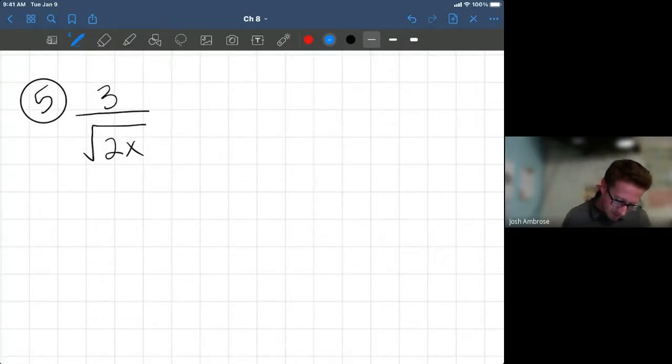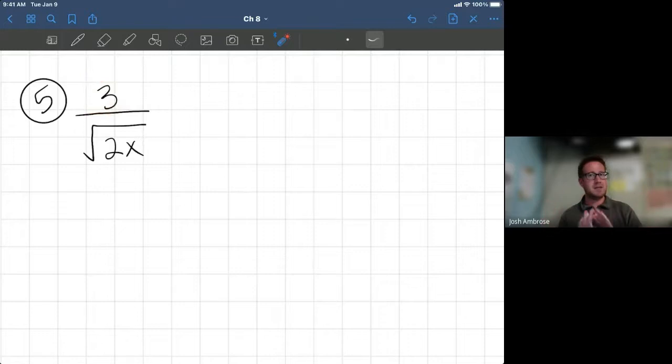Okay, so 3 on top, no square root. That's great. Leave it, don't mess with it. Unfortunately, though, the square root of 2x on the bottom, that can't be simplified to anything, right? The square root of 2, that can't go anywhere. The square root of x, that can't go anywhere. So this is going to be one of those problems where we go back and say, okay, you cannot leave the square root in the denominator.